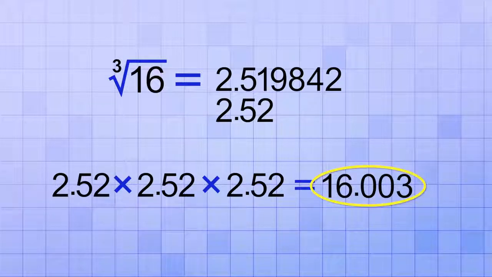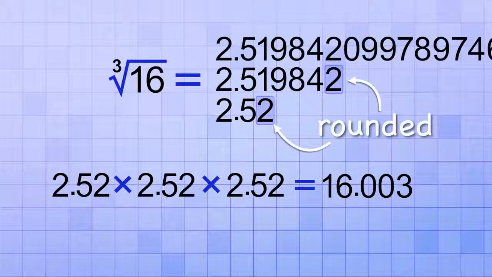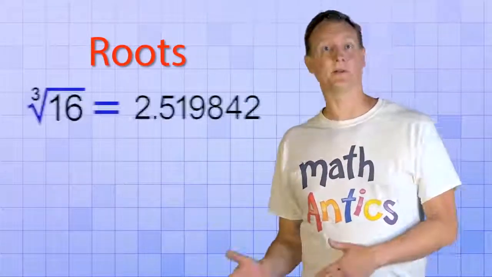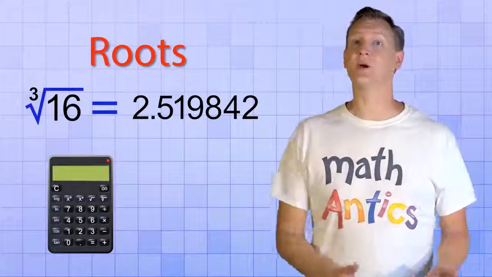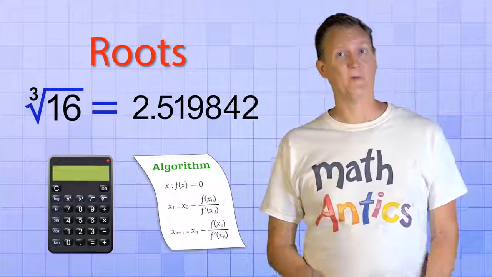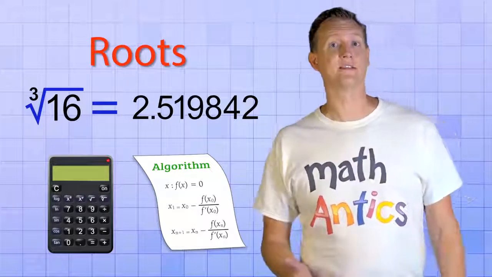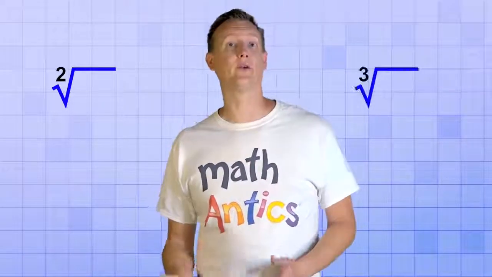Well, that's almost right. It's really close to 16, isn't it? The reason it's not exactly 16 is that we rounded the number off, which made it less accurate. But the more decimal digits we use, the closer we'll get to 16. In math, the vast majority of roots are complicated numbers like this, and they're hard to figure out unless you use a calculator or a special algorithm. That's the bad news. But the good news is that most of the time, the roots you'll be asked to do in your homework or on tests are the easy ones, the ones that have nice whole number answers. And usually, you'll only be asked to find the second or third roots of numbers.